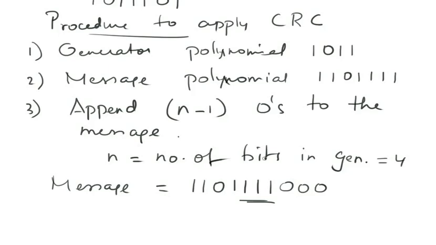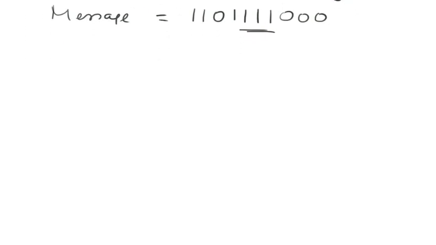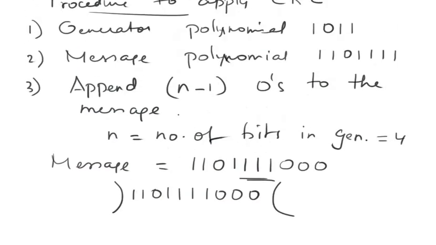Now the next step is the message is to be divided by the generator polynomial. Here this is the message 1 1 0 1 1 1 1 0 0 0. Now this is to be divided by the generator polynomial. Here we have taken the generator as 1 0 1 1. So put the value 1 0 1 1 here, and this division is to be performed.